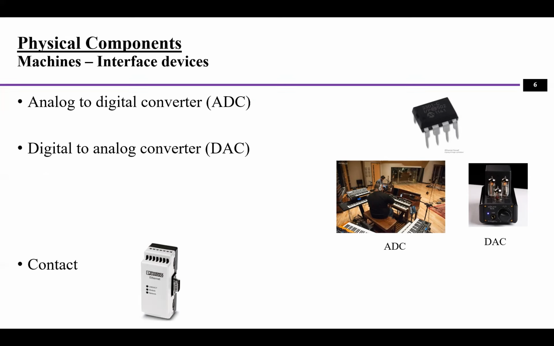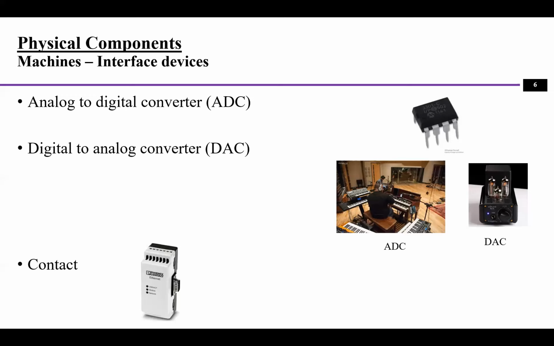On the other hand, after the computer deals with the data, we have to give certain output to the system, which means we need to convert those digital data to electrical signals. Then we need a digital to analog converter, DAC, to do that. And we will certainly also need certain contacts to help in between the interfaces.